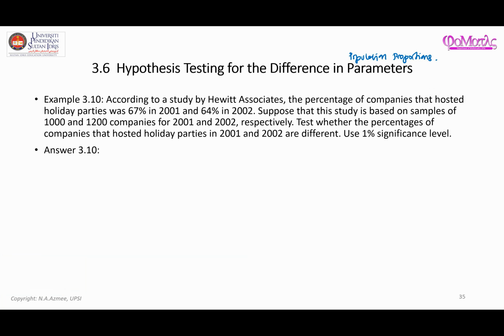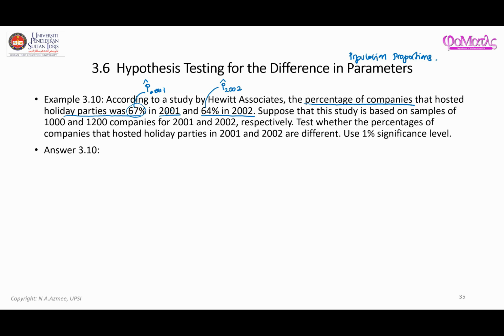So here, according to a study by Hewitt Associates, the percentage of companies that hosted holiday parties was 67% in 2001 and 64% in 2002. So these two here are different groups. This is the result of the first group, which is p hat, the proportion in 2001. And this is another value, p hat, the sample proportion or sample percentage in 2002.